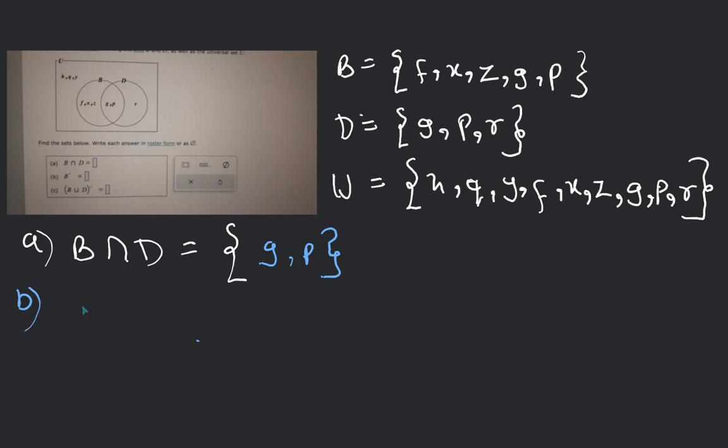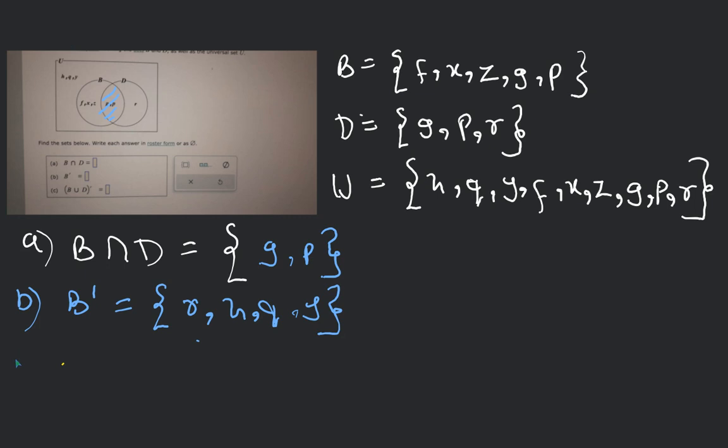Okay, let's move to the B part. Elements which are not there in B. See, B prime means elements which are not in set B. So G will not be there. P is there, so R, and also H, Q, Y. So R, H, comma, Q, Y. Yes, that's 100% correct.